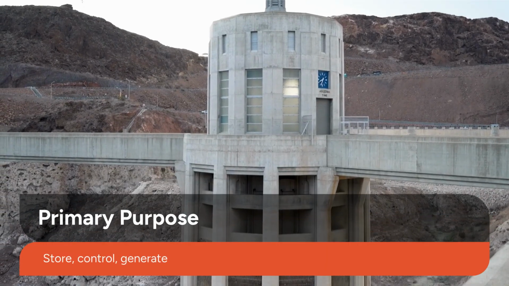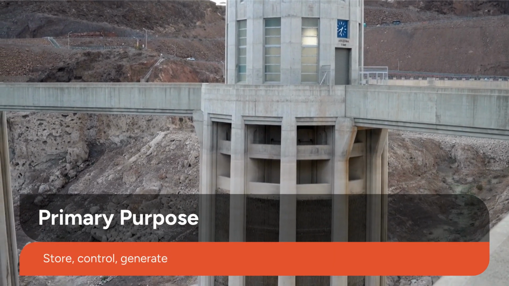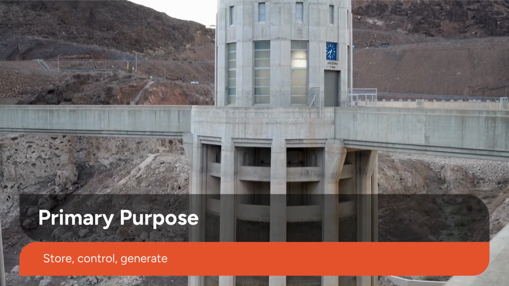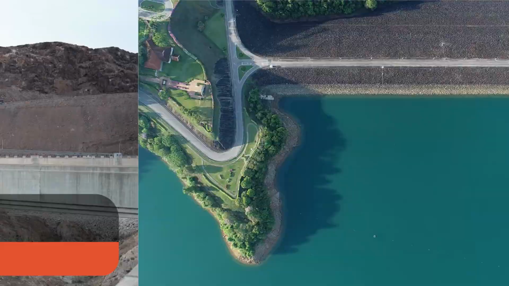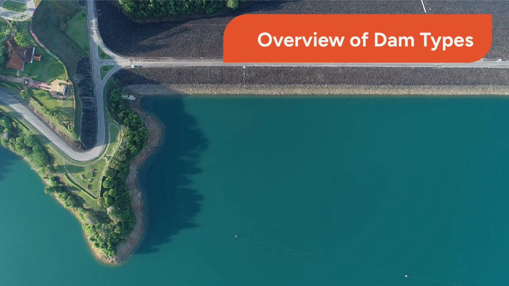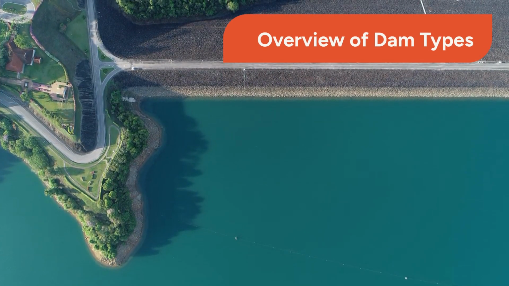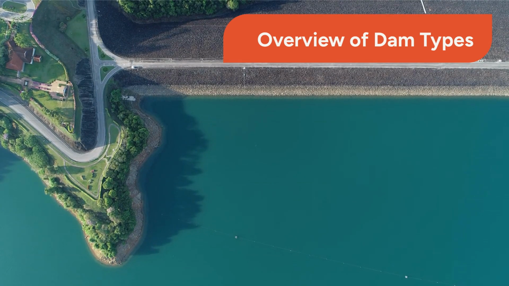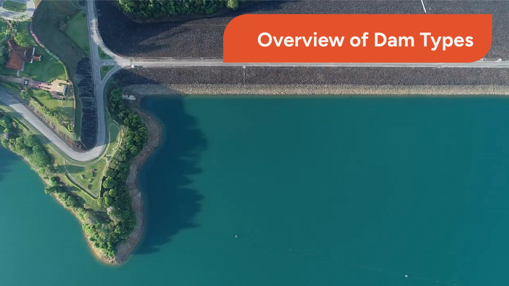At their core, dams are barriers built across a river to retain water, serving purposes from flood control and irrigation to generating hydroelectric power. Dams come in various forms, including gravity dams, which rely on sheer weight, arch dams, which use the strength of a curve, and embankment dams made of compacted earth and rock.